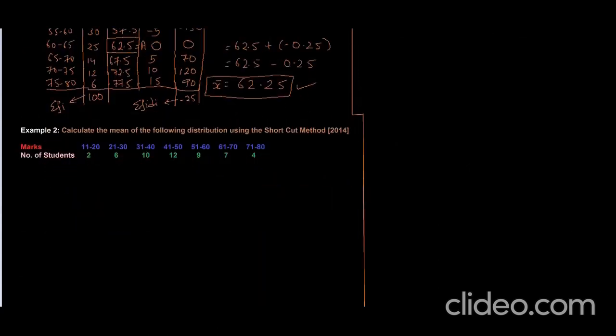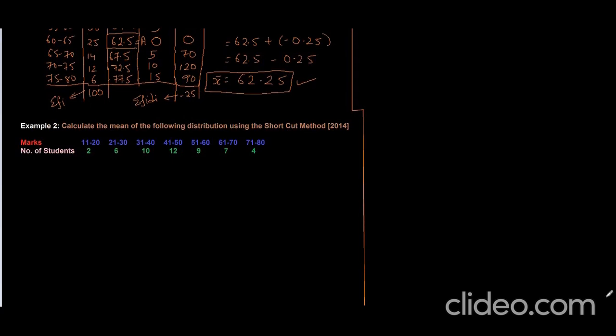Example number 2. So we'll go and solve example number 2. Calculate the mean of the following distribution using a shortcut method. This sum was asked in 2014. So these are the things that are given to you in the question paper.